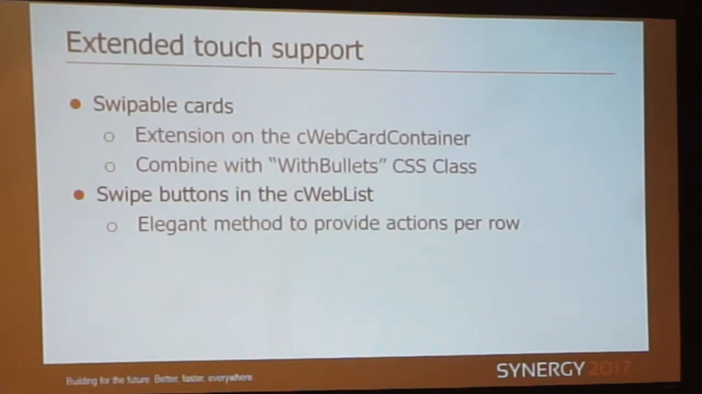So we already had the touch scrolling on the list, and now we also have the new swipeable cards. We already had the card container, and now you can actually swipe from one card to another. And if you combine that with the CSS class with bullets, it will show bullets at the bottom of the card container, indicating on which card you are.